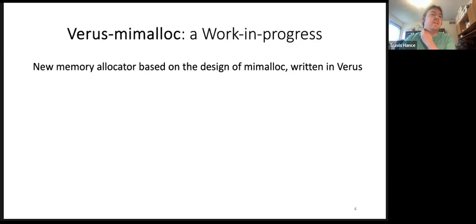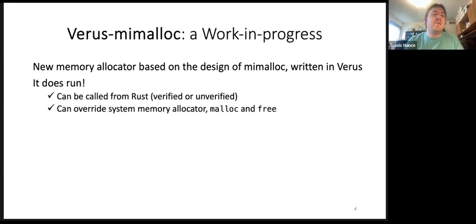So obviously, mimalloc was written in C, and so of course we're not going to be verifying the original mimalloc. It would be very hard to verify C code using a Rust verification tool. So what we're actually doing is we're writing a new memory allocator, using mimalloc as a design template, written in Verus/Rust. And the project is currently a work in progress, although it is pretty far along now.